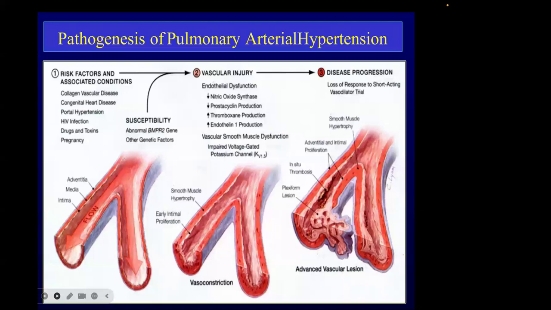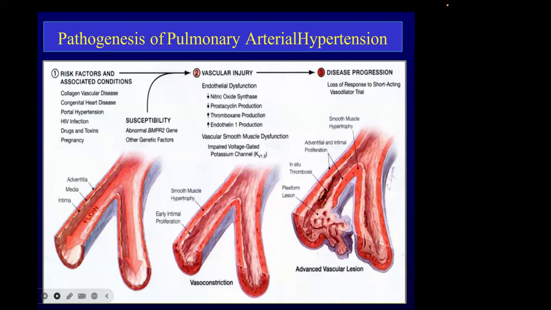Pathogenesis. The pathogenesis of pulmonary arterial hypertension: risk factors and associated conditions, vascular injury, disease progression. The risk factors and associated conditions are collagen vascular disease, congenital heart disease, portal hypertension, HIV, drugs, toxins, and pregnancy. Susceptibility: abnormal BMPR2 gene and other genetic factors.